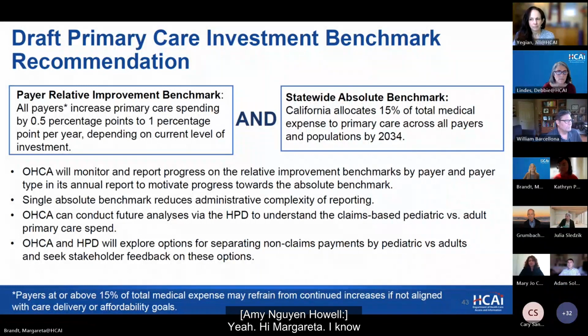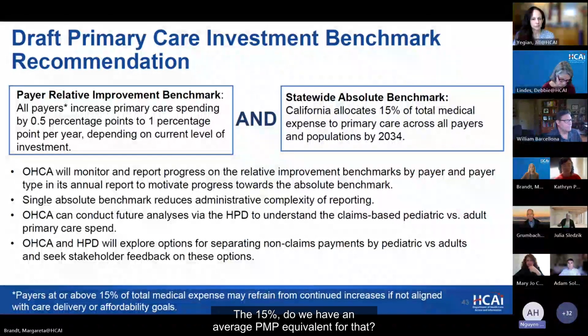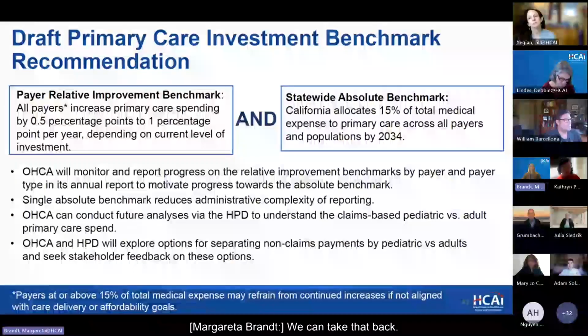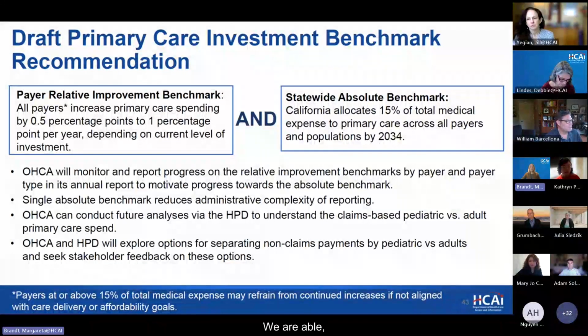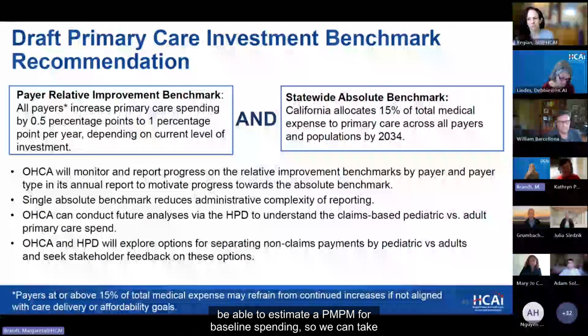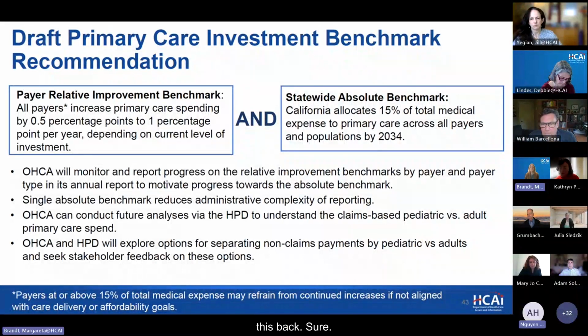Yeah. Hi, Margaret. I know we're over time. One question and then one comment. The 15%, do we have an average PMPM equivalent for that? We can take that back. I think we would be able to, using the IHA data, estimate a PMPM for baseline spending. So we can take this back. Sure. Okay. Because that would be helpful, just to translate that.